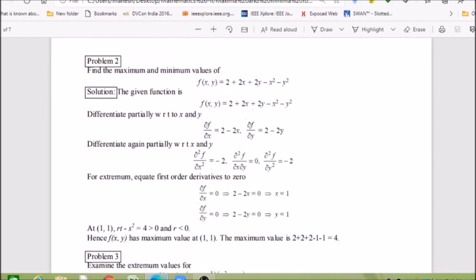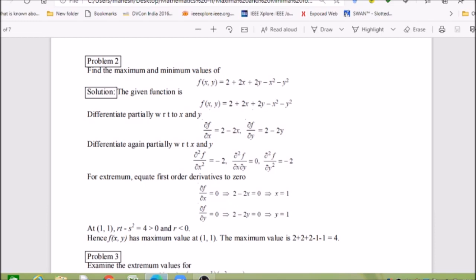So move to the next problem. Find the maximum and minimum values of f(x, y) = 2 + 2x + 2y − x² − y². The given function is f(x, y) = 2 + 2x + 2y − x² − y². Differentiate partially with respect to x and y. ∂f/∂x is 2 − 2x. ∂f/∂y is 2 − 2y.